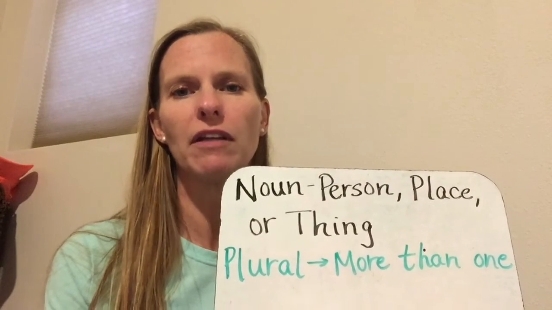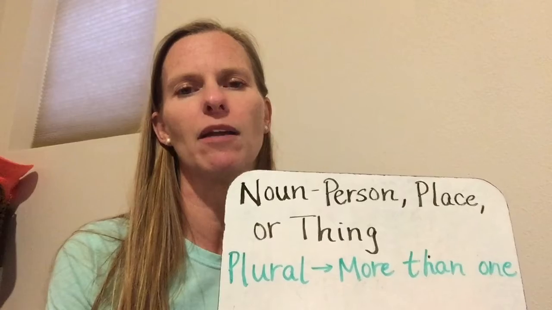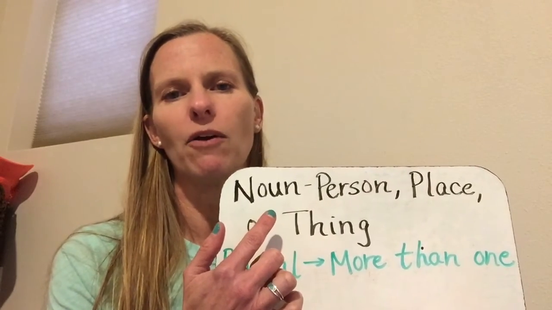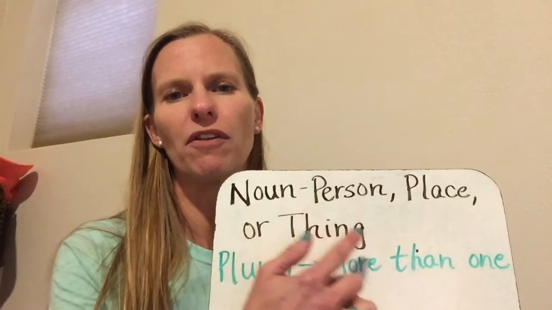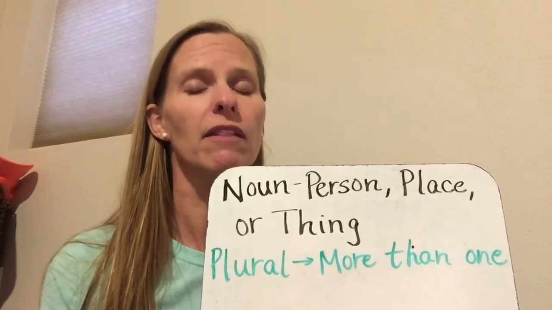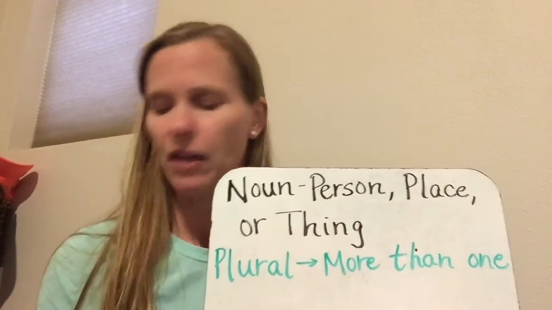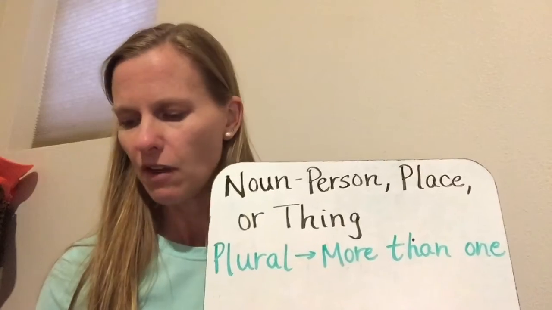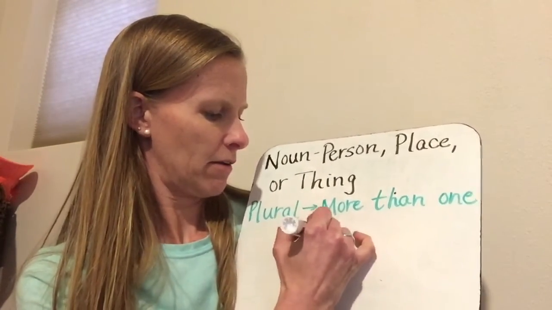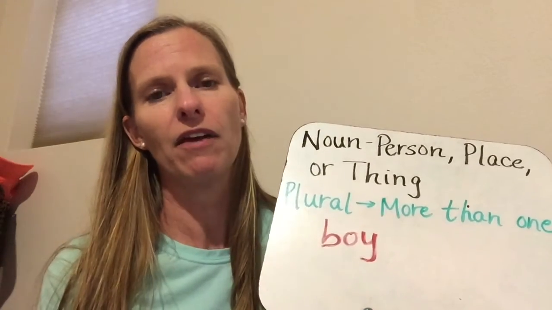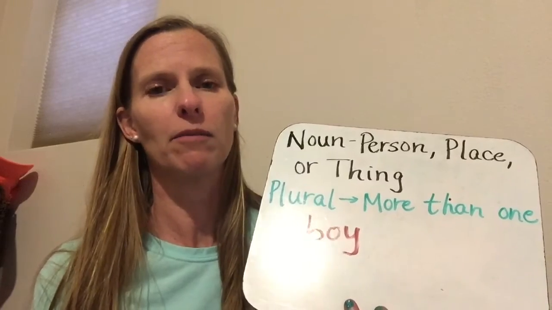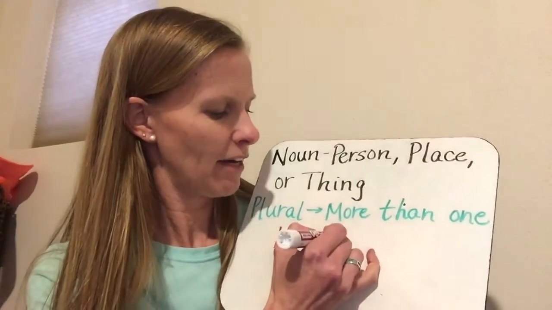So I'm just going to give you a little introduction of what that is, and I'm sure your parents can help you with the rest. So just a reminder, a noun is a person, place, or thing. Okay, we know that. When we make something more than one, then we say we're making it plural. So for example, if we take the word boy, and we want to say that more than one boy is playing at the park, the boys are playing at the park, what we're going to do is we're going to add an S.